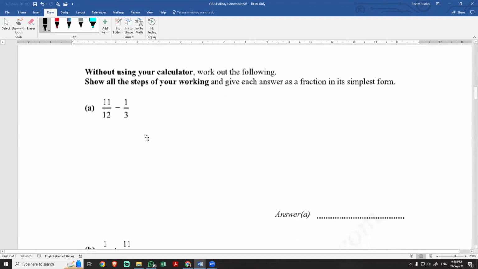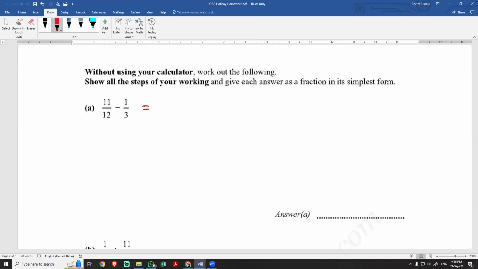So now the next question is about working without using a calculator again. But this is a little bit simpler now. Here we have 11 over 12 and 1 over 3. Another method that you can do is making the denominator the same value.